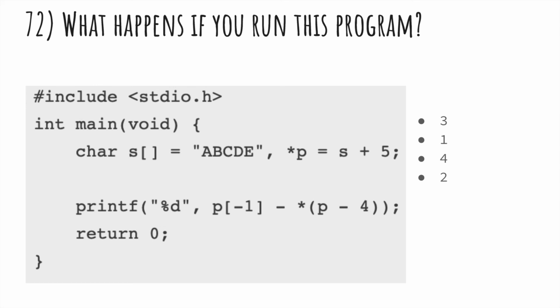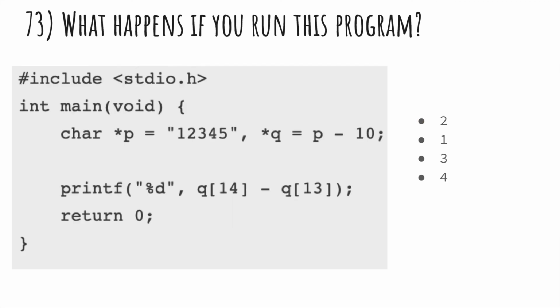How about this? You have a pointer pointed at s plus 5. So that's actually pointing back at the beginning of the string, since the string only has a length of 5. So p of -1 is still E, and E minus star p minus 4, so E minus B is 3. How about this problem? q is p minus 10, so loop back 1, 2, 3, 4, 5, 6, 7, 8, 9, 10. That's the beginning of the string. q of 14 is 4 minus q of 13 is 3, which is 1, because 4 minus 3 is 1.